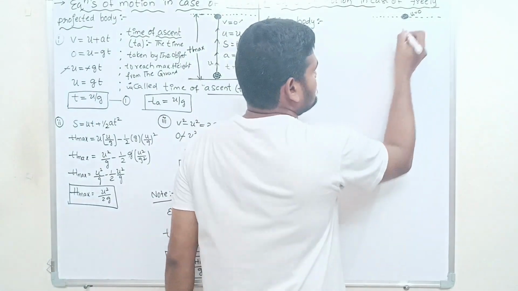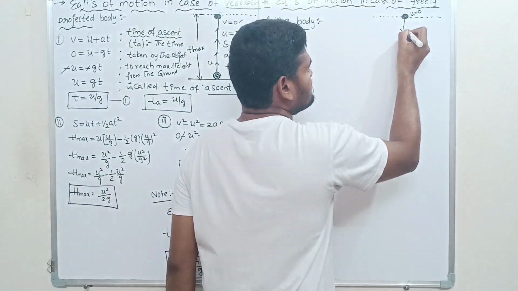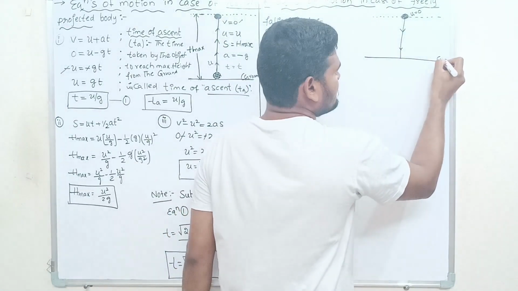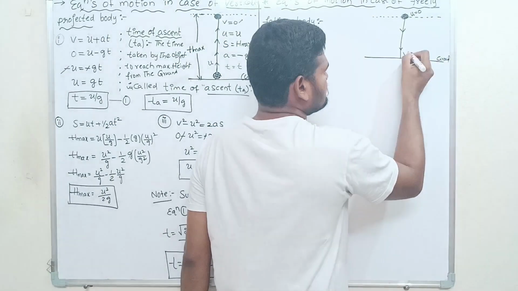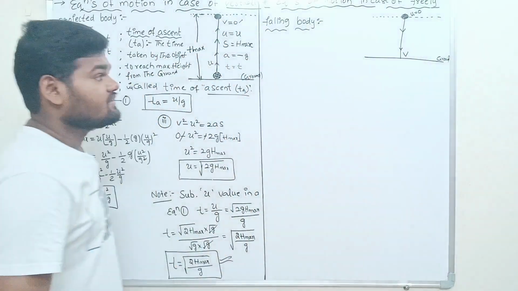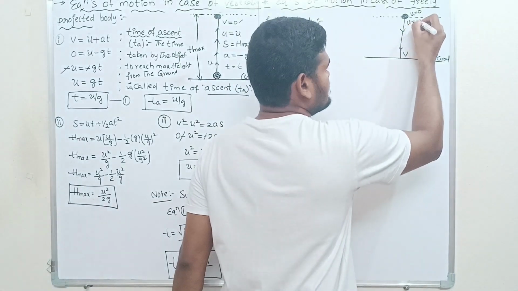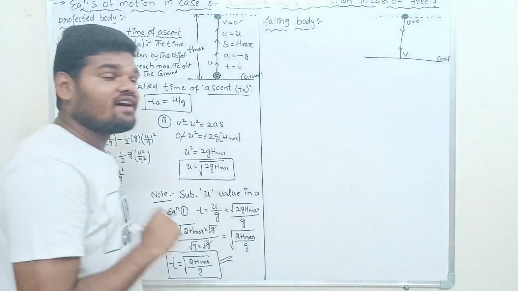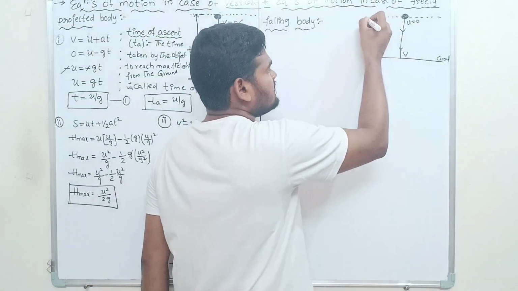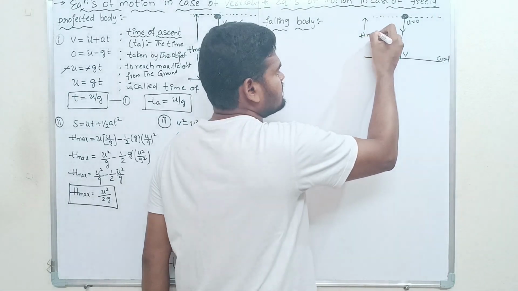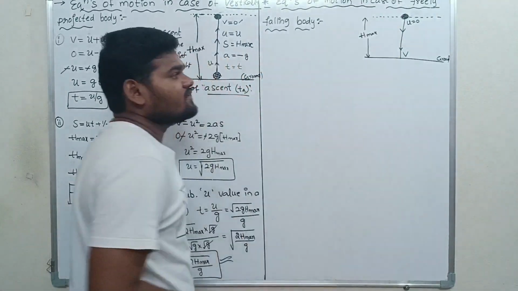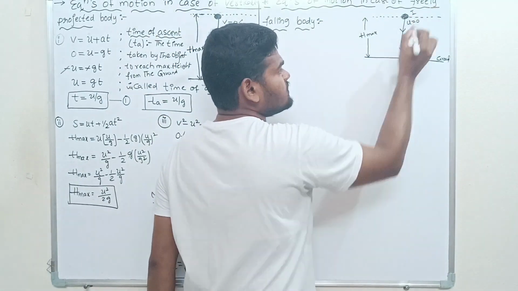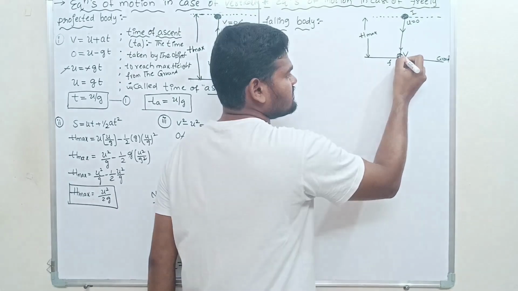Have a look. Now this object starts moving towards the ground and hits the ground with a certain final velocity. Let us say the final velocity of the object is v, and the initial velocity of the object is how much? Zero. Are you getting? Any doubts? From what height is the object moving towards the ground? From the maximum height. This is the initial position, and this is the final position of the object.